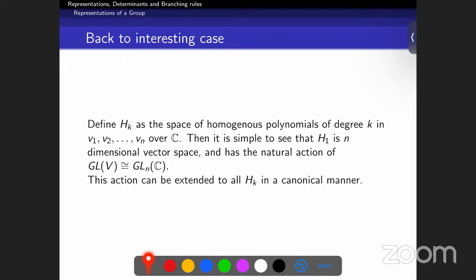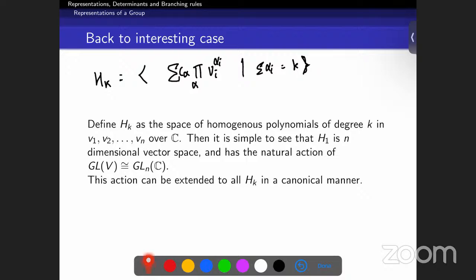So let me start with an example of a representation. Before that, define Hk to be the space of homogeneous polynomials of degree k in V1, V2, ..., Vn over the complex numbers. So what I can say is that Hk is the linear span of the products of Vi to the power alpha i, with some coefficient C alpha, such that the sum of the alpha i is equal to k. Okay. So this is exactly this vector space, right?